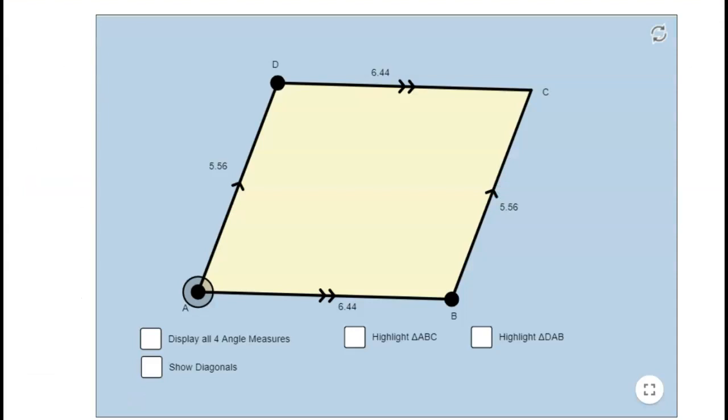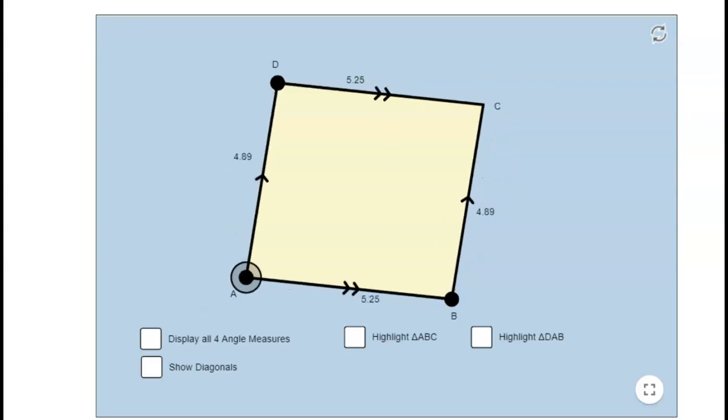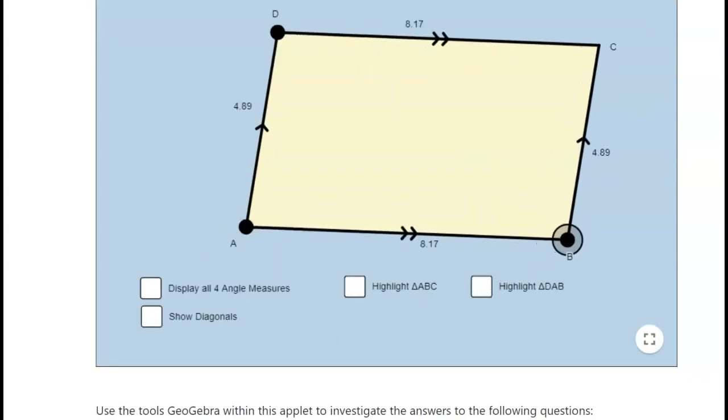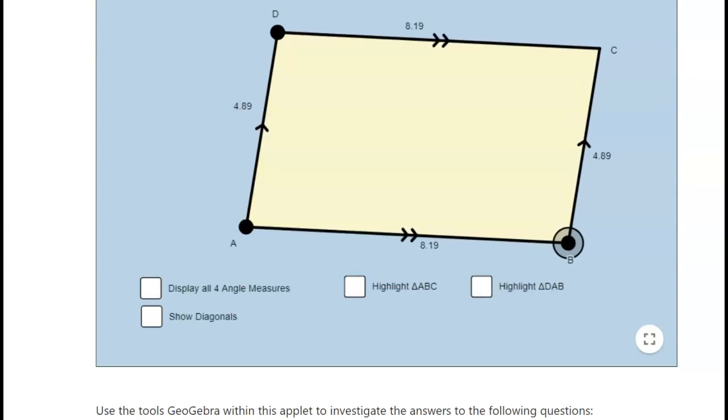Let's take a look at this visual. If you look at this visual, you'll see that DC is 6.44 and AB is 6.44. Also, AD is 5.56 and BC is 5.56. And even if I were to drag and make this parallelogram a little larger or different, you'll see that both pairs of opposite sides are congruent.